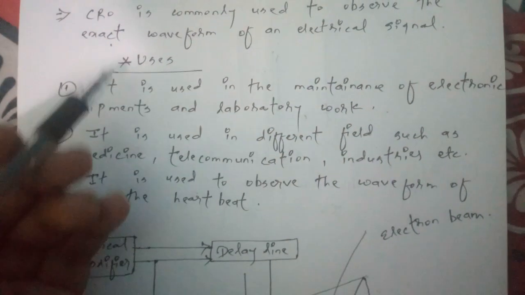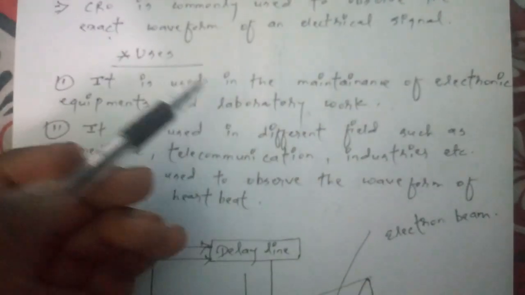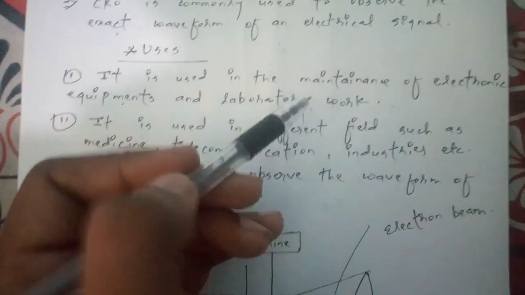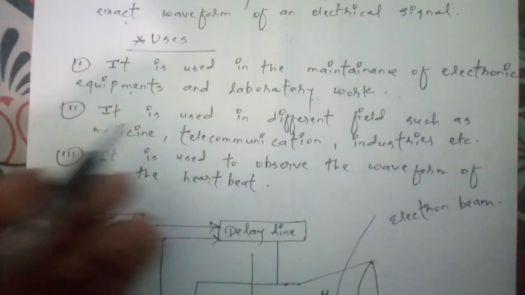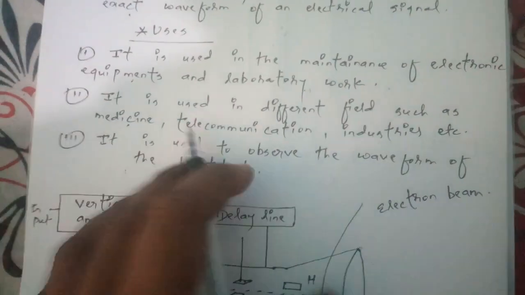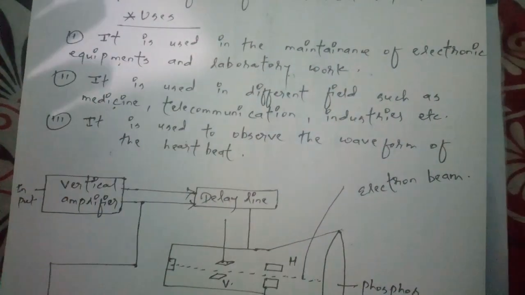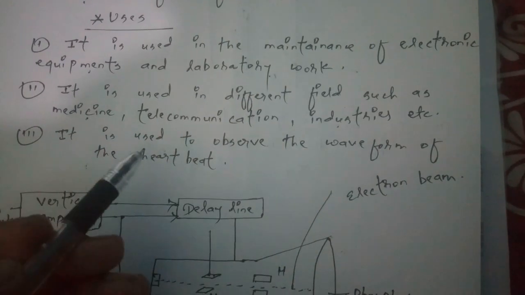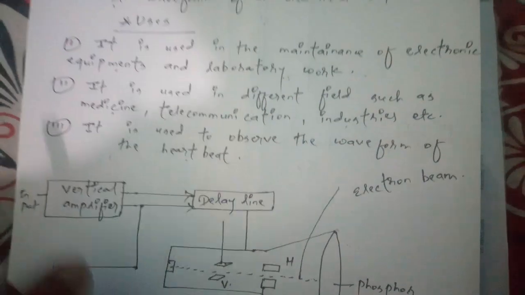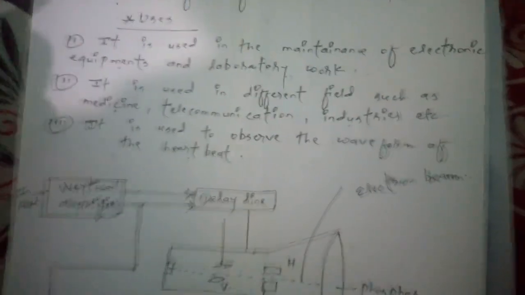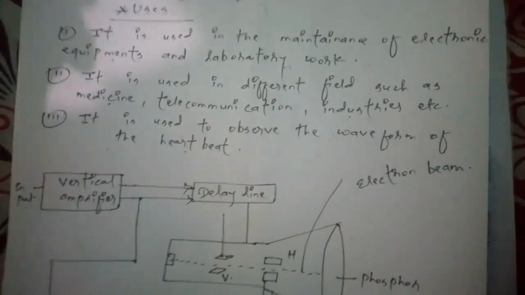Usage: the cathode ray oscilloscope is used in the maintenance of electronic equipment and in laboratory work. It is also used in different fields such as the medical field, and telecommunication, to communicate data, etc. In the medical field it is used to observe the waveform of the heartbeat, meaning how much the heart beats in 1 minute can be displayed through this waveform.